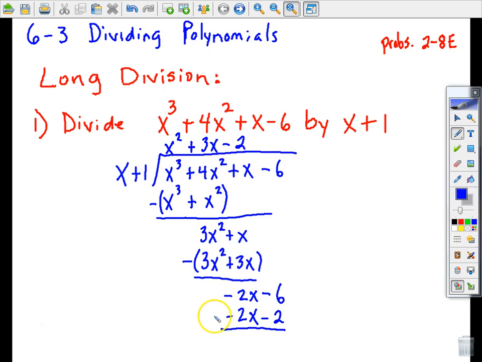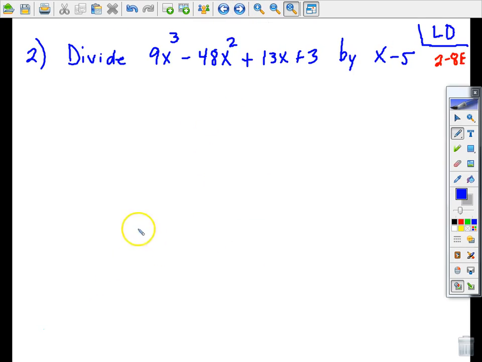All right, and we're going to subtract. Be careful. Negative 2 plus 2x makes 0. Negative 6 minus negative 2. So remember, negative 6 plus 2 is negative 4. So my final answer here will be this x squared plus 3x minus 2, but we ended up with a remainder of negative 4. All right, that's the long division process.